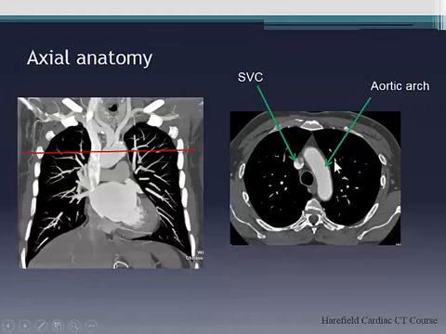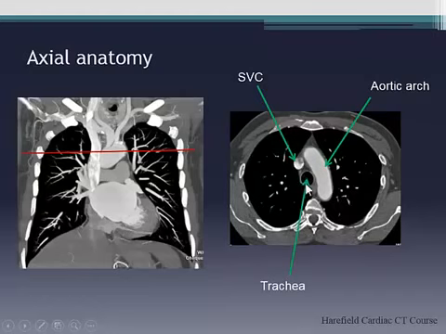Another reason why it's important to pick out a left-sided SVC is obviously if you're doing it as part of a pulmonary vein study, to make sure there's no pulmonary vein stenosis before somebody has an EP or even a pacemaker. You don't really want to miss the left-sided SVC, because otherwise your colleagues will get really annoyed with you.